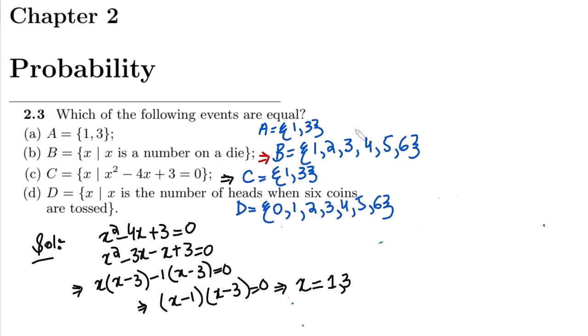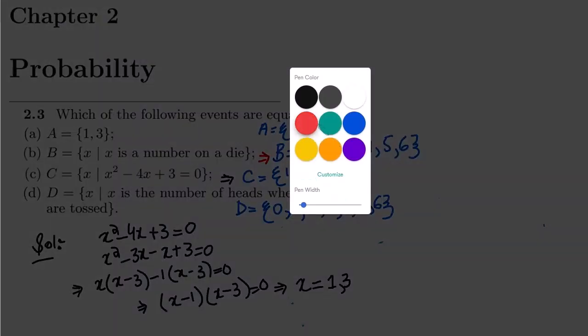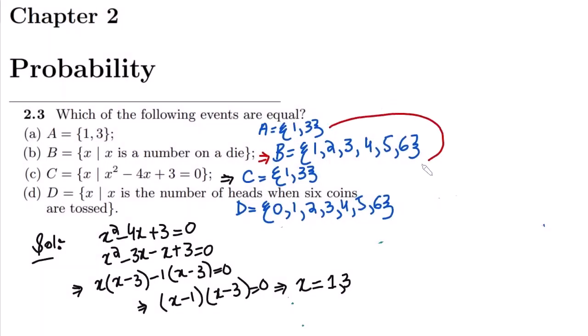So therefore it is very easy to see that A and C, these two, are equivalent, and therefore all the others are distinct. So that's it for today, in which we had to find the explicit representation of the sets or sample space from their implicit representation.